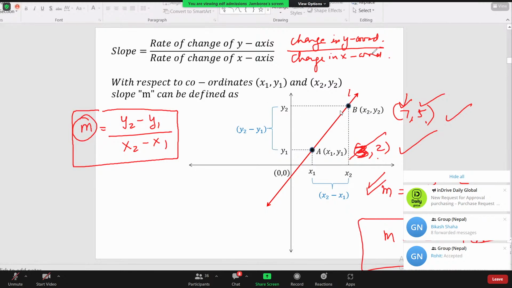By meaning, slope of the line is all about change in y coordinates over change in x coordinates. So rate of change of y divided by rate of change of x gives you the slope of the line, which goes by this formula. Note down the idea and then we'll move on.